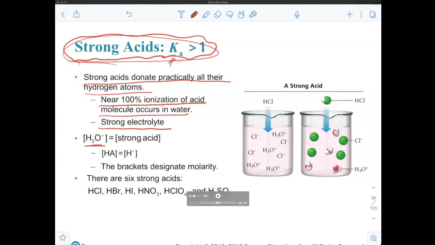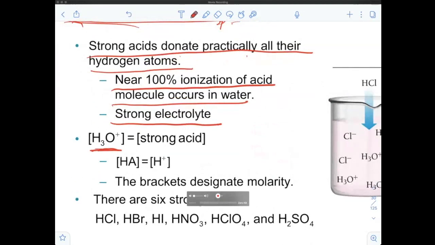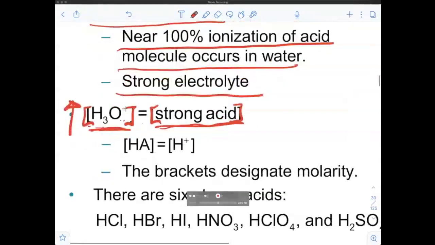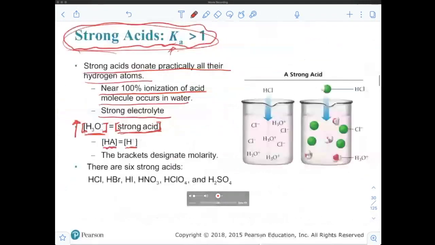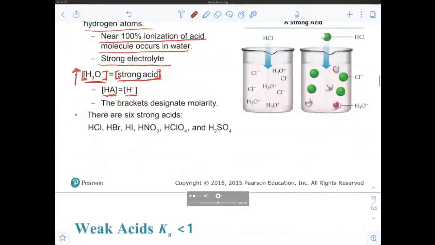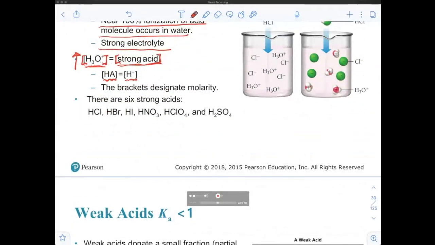So we're told the amount of hydronium ion concentration, these brackets stand for concentration, equal a strong acid. So they should say here, the higher the hydronium ion concentration, the stronger the acid. I don't know why they wrote it that way. But they said here, essentially, the acid concentration is equal to the hydrogen ion concentration. So once again, to make sense of this, because I'm looking at this saying, this doesn't make sense when you look at it this way. But let me show you what happens with HCl.